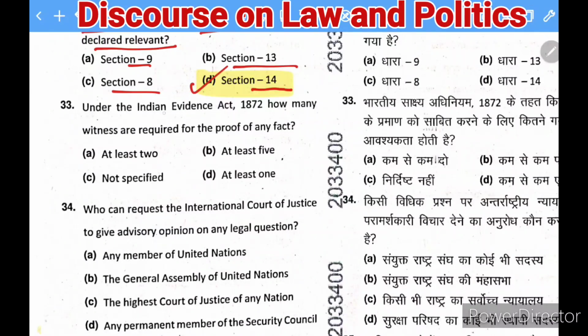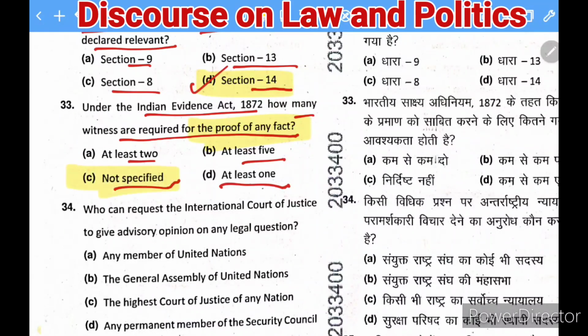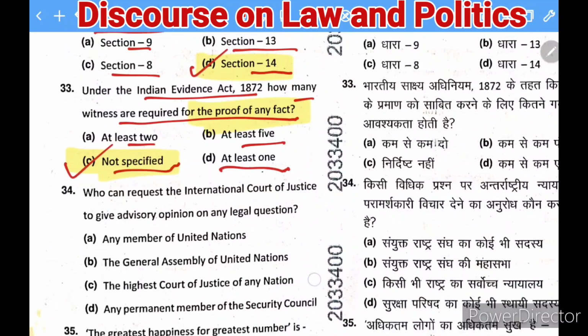Under the Indian Evidence Act, how many witnesses are required for the proof of any fact? Okay, it is for the proof of any fact. The options given here are: at least 2, at least 5, not specified, and D, at least 1. So which is the right answer? There is no such specification in the Indian Evidence Act about how many witnesses are required. Therefore C is correct here.